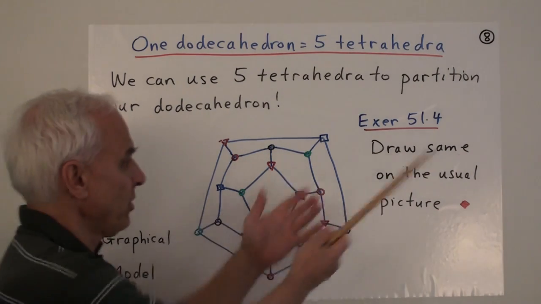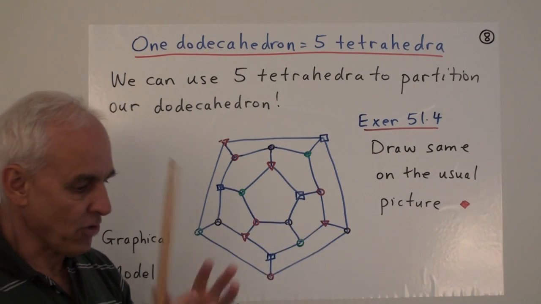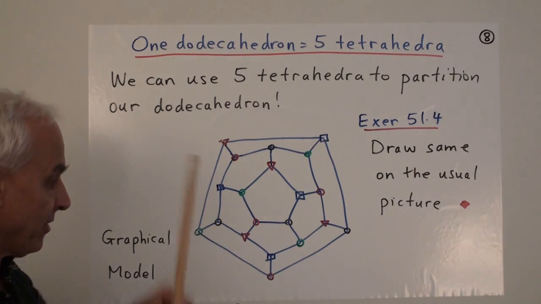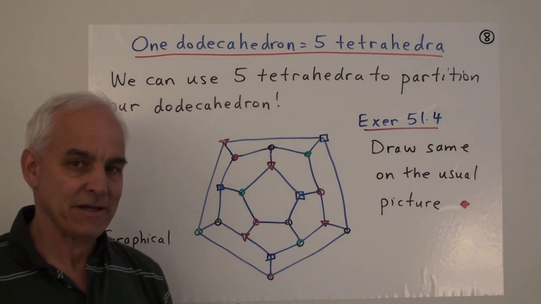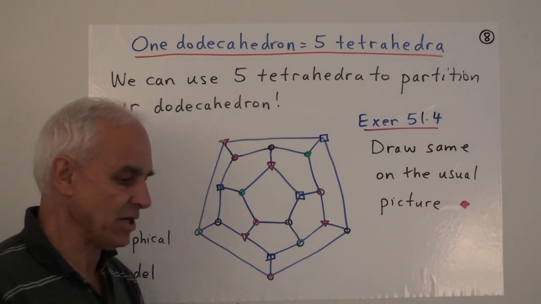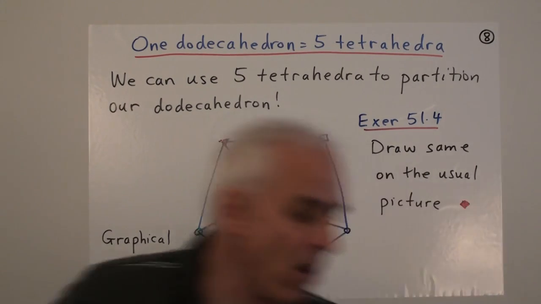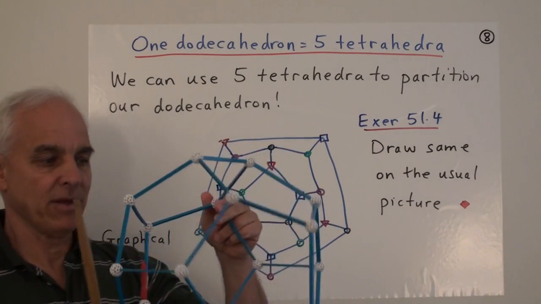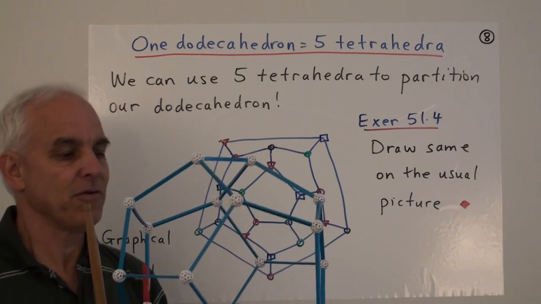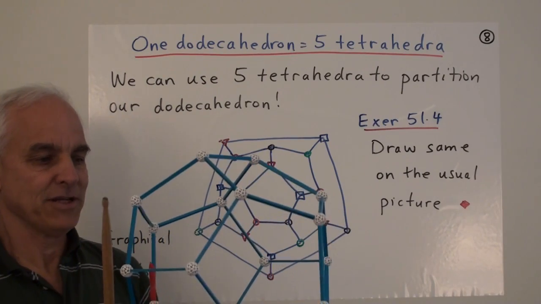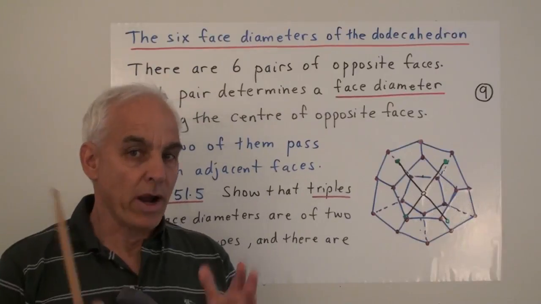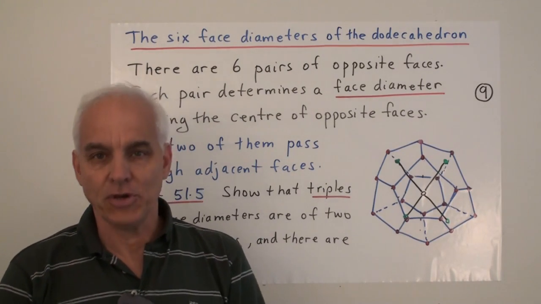And you might like to play around, just draw yourself a more accurate geometrical representation of the dodecahedron and draw in those 5 tetrahedra. Or if you actually have a model like this, you might get some string or elastic bands or something and actually construct your 5 tetrahedra inside the thing. Pleasant exercise. So that's been quite a lot about the 5-fold symmetry of the dodecahedron.